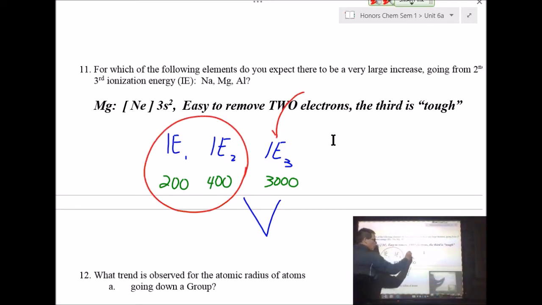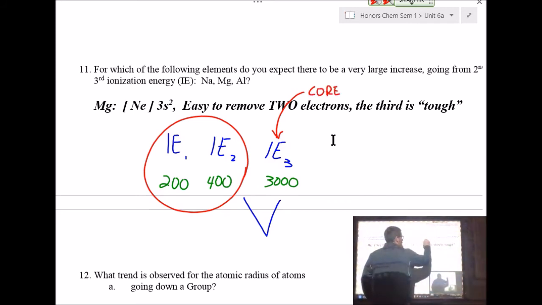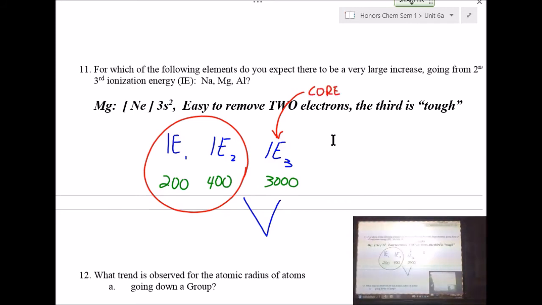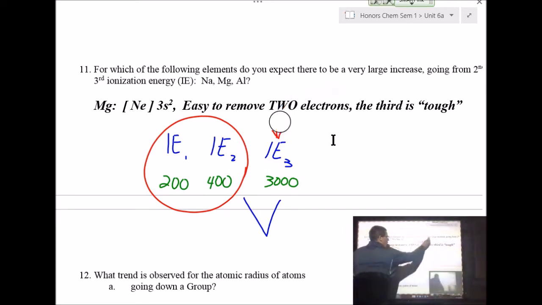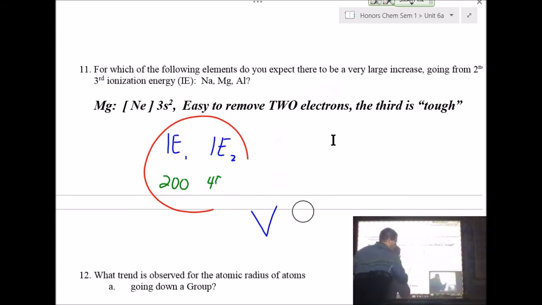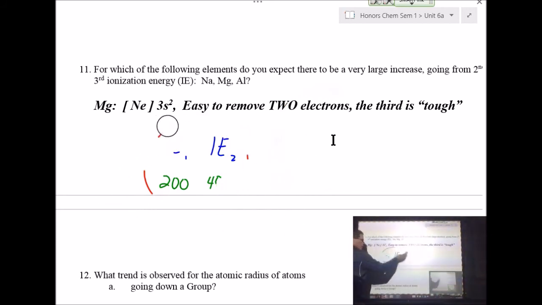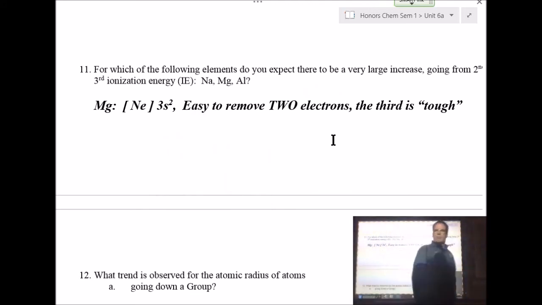This is coming from where? The core. Very good. So in that case, knowing that the 3rd electron is being attempted to be pulled from the core, then we have a what charge? +2. So we have to look at an element that's in group 2A. Everybody good? Okay.